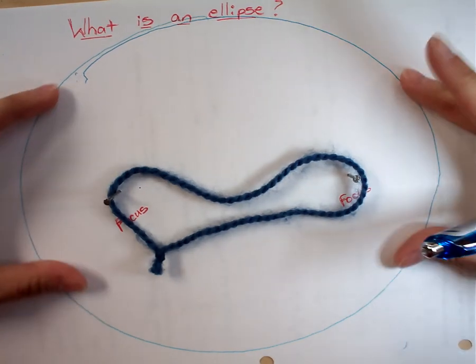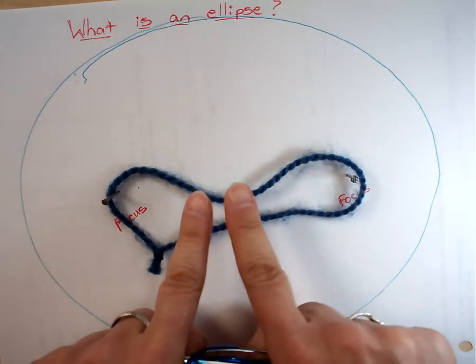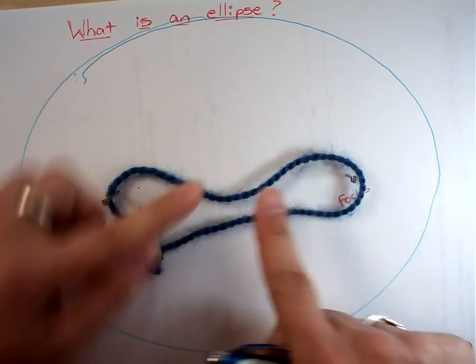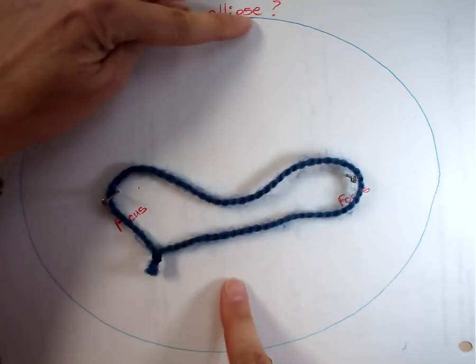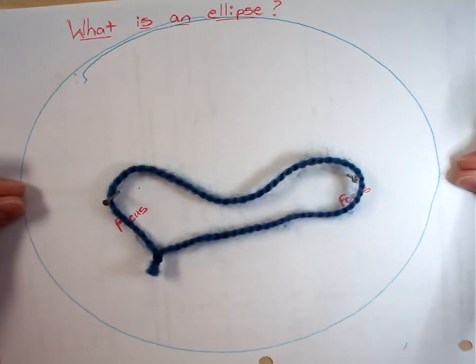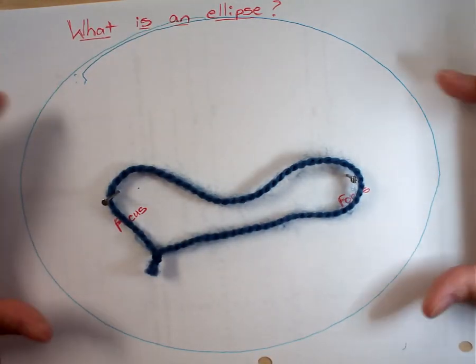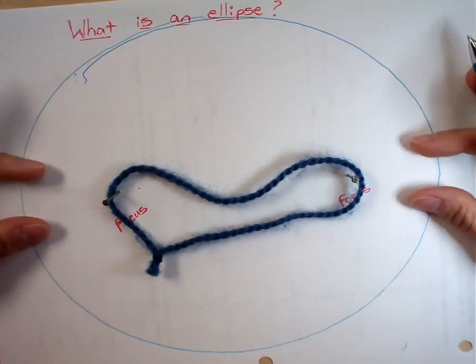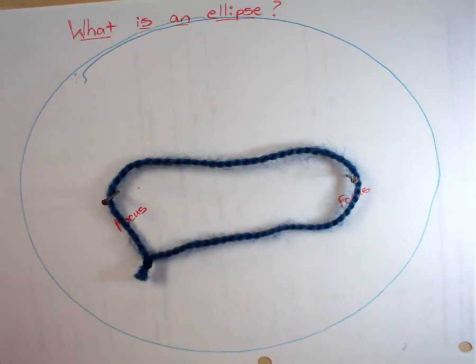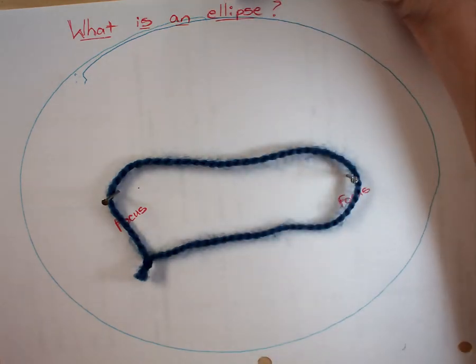In fact, it looks like it's been stretched this way, and that's because my foci are oriented horizontally. If I changed the nails and I made them go up and down, or I moved them farther apart, the ellipse would change. Move them farther apart, it's going to become certainly flatter. If I change their orientation this way, it's going to become oriented or stretched vertically.